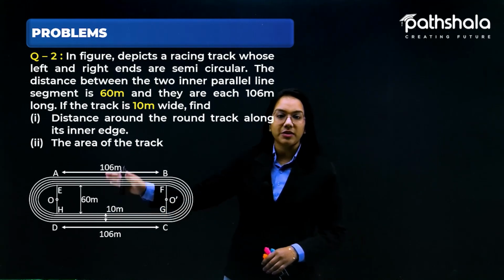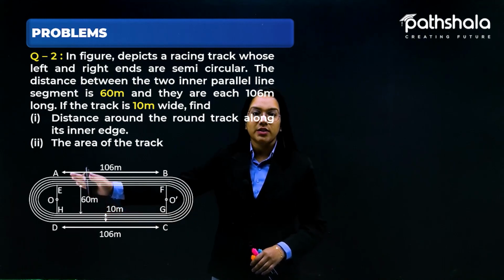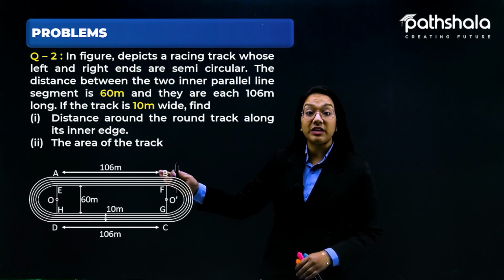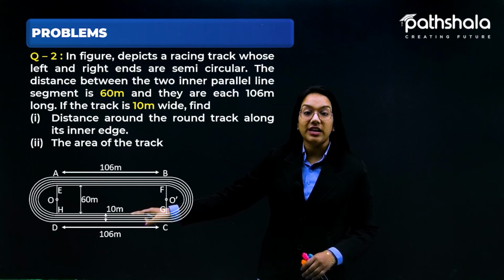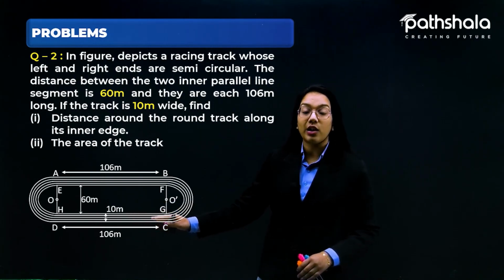As you can see, this is 60 meters, and they are each 106 meters long. So this is 106 meters long, and the track is 10 meters wide, which means this portion is 10 meters wide, as you can see over here. Find the distance around the round track along its inner edges.